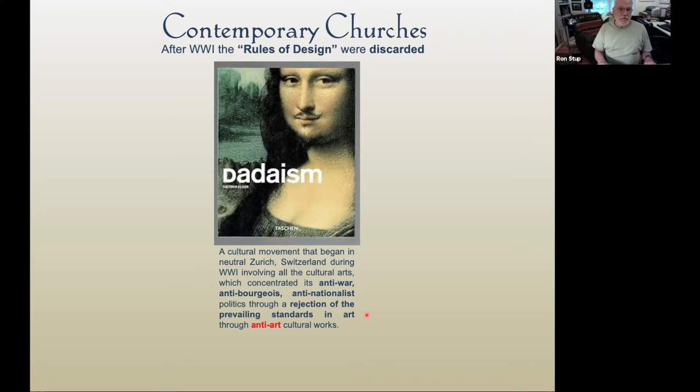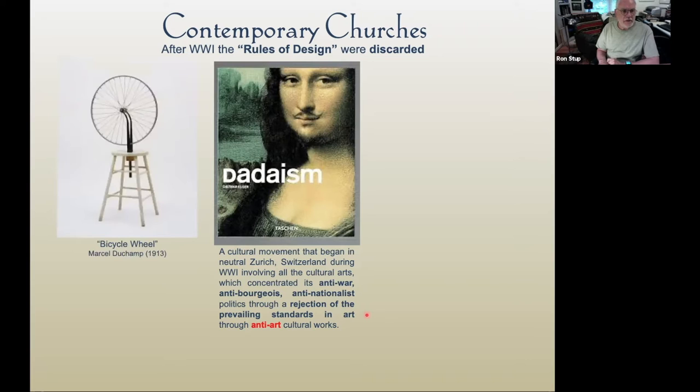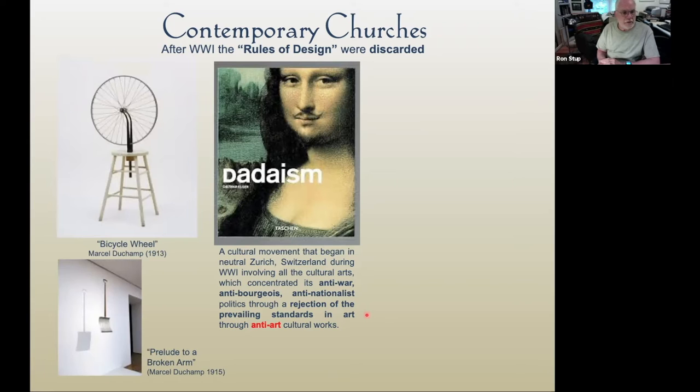So whenever you look at these Dada paintings or sculptures, keep that in mind, that these are really anti-art works. And art is still going through that phase today. And so you get things like the bicycle wheel. You can pay 20 euros and go into the Pompidou Center and see this in person, or save your money. And then I have three of these exhibits in my garage. It's called Prelude to Broken Arm.